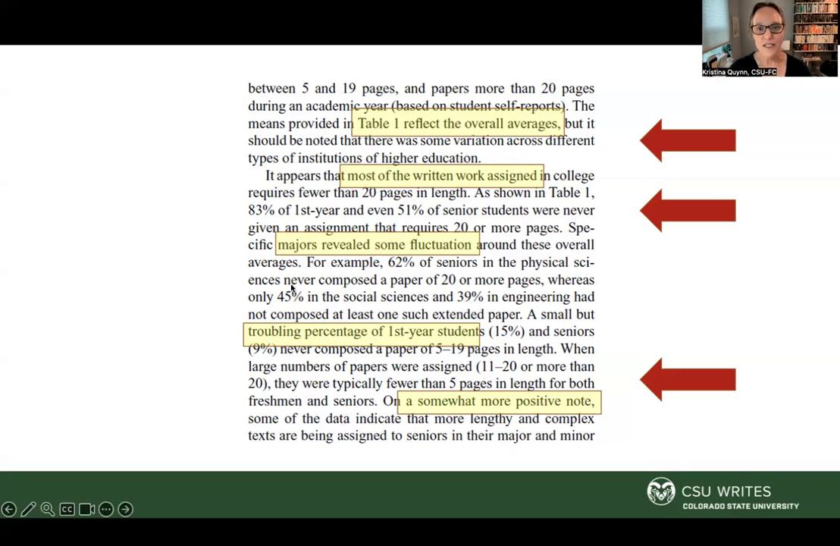And then by the time we get down here, small but troubling percentage. As soon as we hit troubling, now we know that there's something at work in what they're thinking and going to be arguing for about the amount that needs to be assigned, the amount that students need to be given feedback on. And then they also indicate a somewhat more positive note. So they're giving us very clearly where they stand in their interpretation of this information from the table.